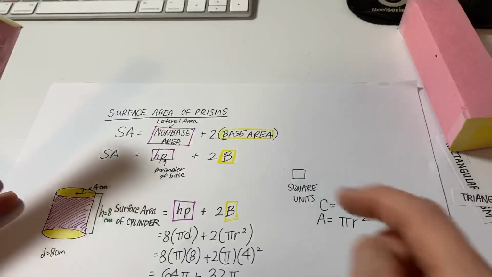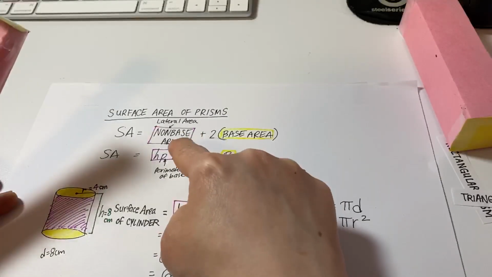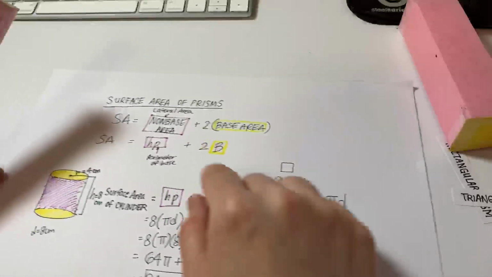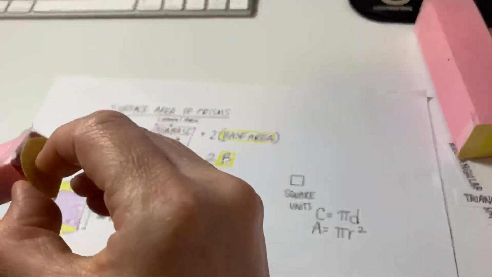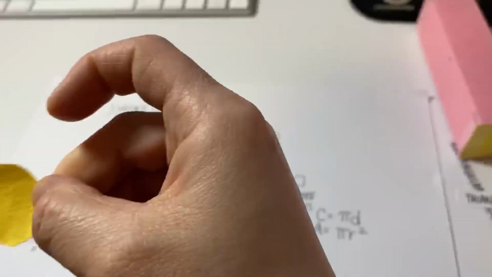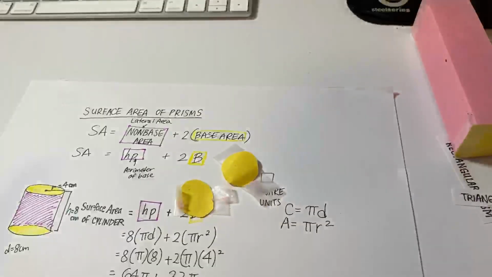Now, why is the non-base area HP? Well, first of all, to find surface area, we need to deal with two base areas. So that would be these two yellow circles. That would be the two base areas, which makes sense because surface area is the area of the whole surface, okay?